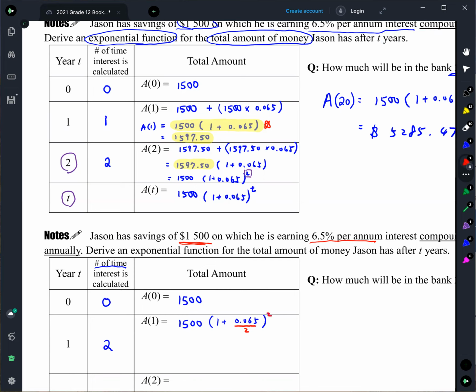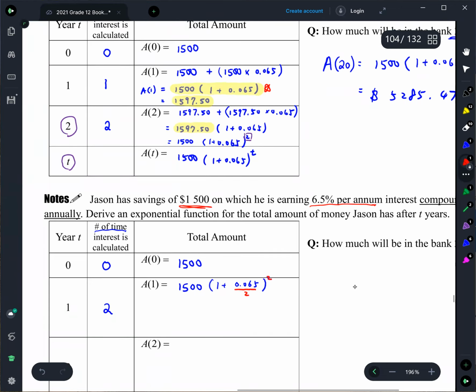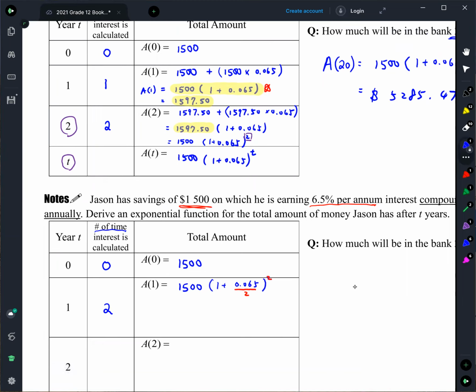So 0.065, 6.5%, you have to cut it in half. Lower interest rate, but then you get paid twice. Can you raise your hand if you understand where the divided by 2 and the 2 comes from? Okay, so of course this will give you some amount.